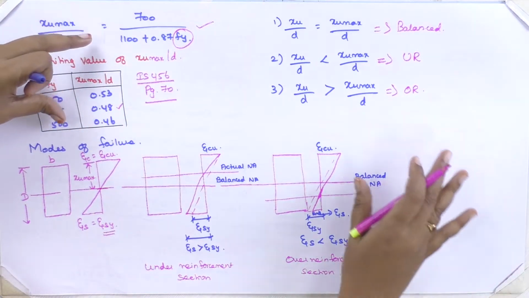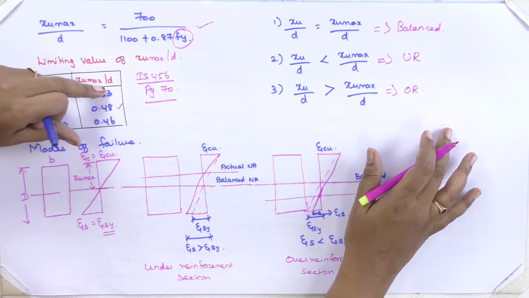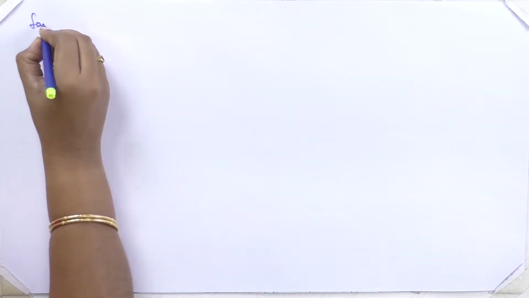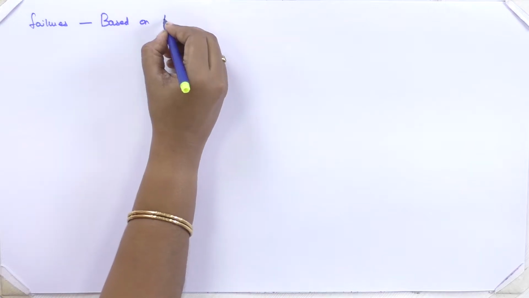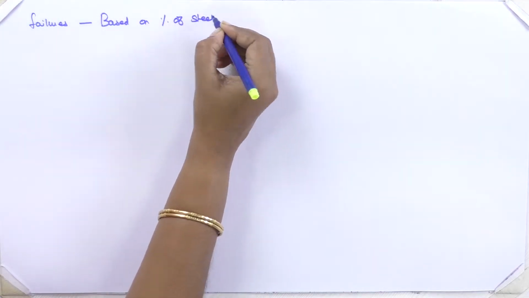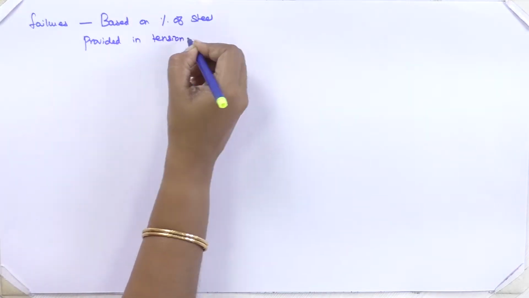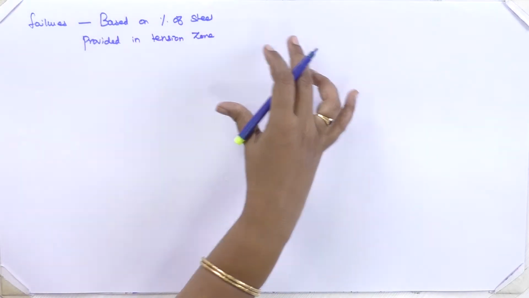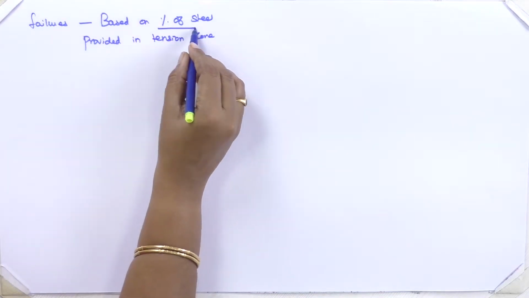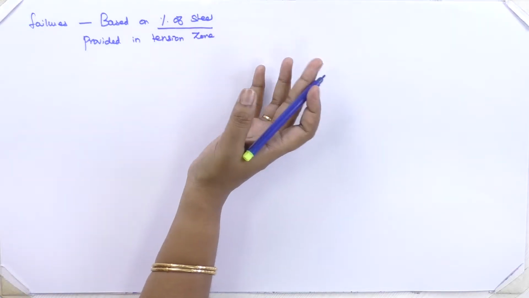Now we are going to see about the limiting percentage of reinforcement and limiting moment of resistance value. Failures are based on the percentage of steel provided in the tension zone. We have seen three types of failures: balanced, over reinforced and under reinforced. When your percentage of steel is less, you can call it under reinforced. If it is more, we can call it over reinforced.